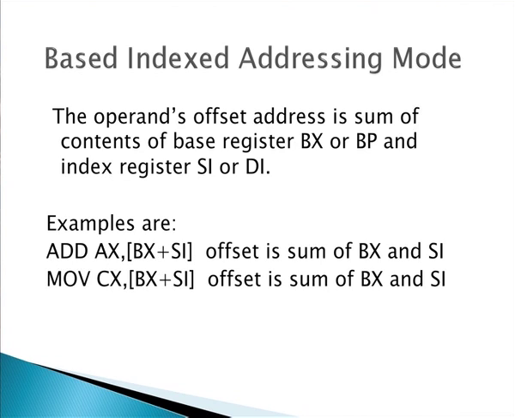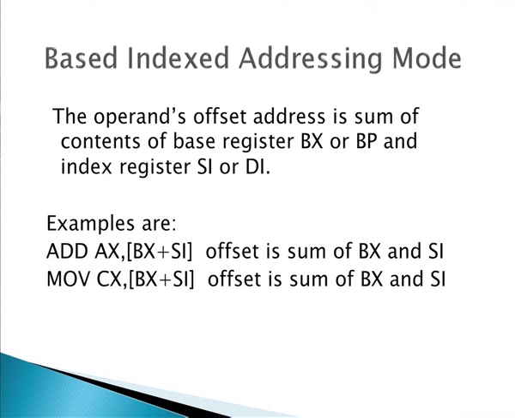Now let us take some examples of base index addressing mode. The instruction is ADD AX, [BX + SI]. Here the offset address is calculated by adding the contents of BX and SI. After adding the contents of BX and SI, we get an offset address. Now the byte which is available at this offset will be added to contents of AL, and the byte available at the next memory location will be added to contents of AH. The final result will be stored as the contents of AX.